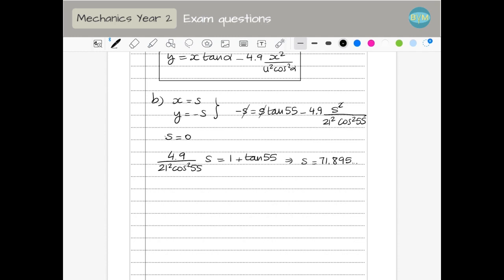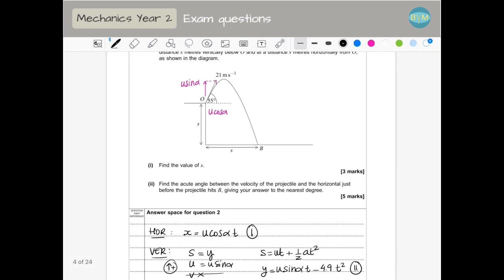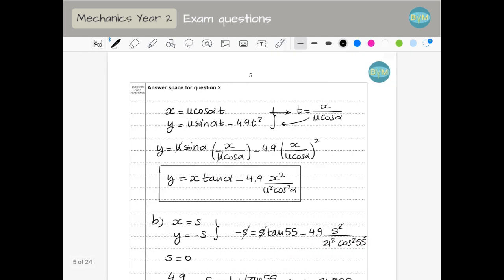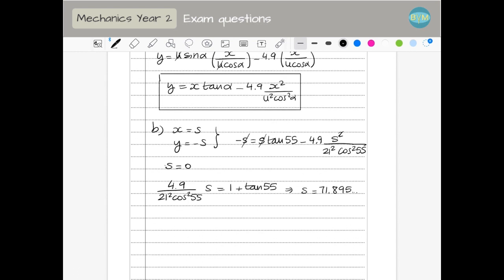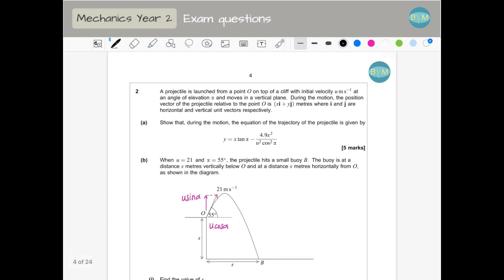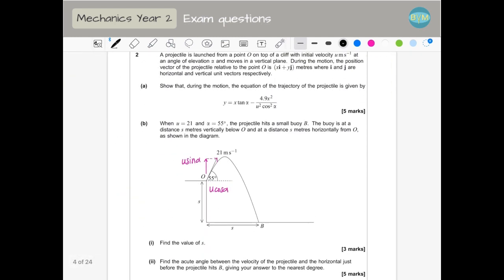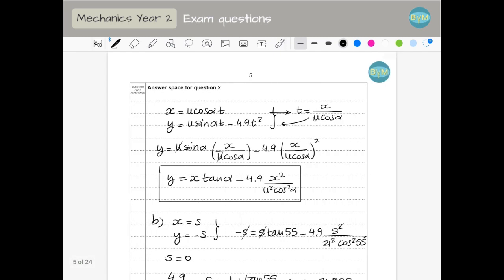71.895 meters. Do we have to round to something in particular? No, they don't say, so I'm going to round to 3 significant figures. So s is 71.9 meters to 3 significant figures. That's B. No, that's not B, that's B(i).